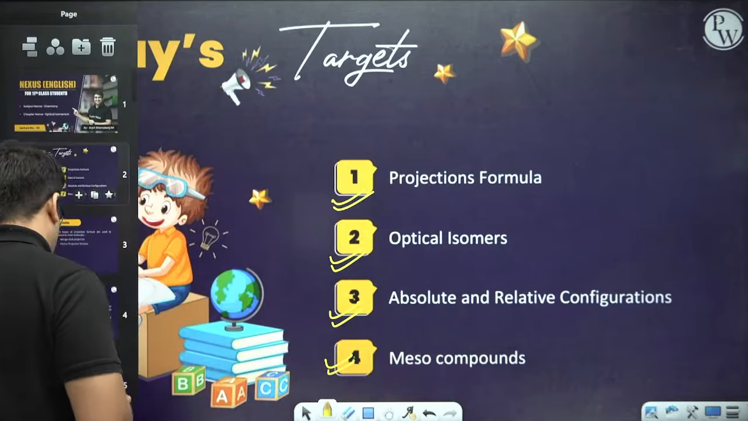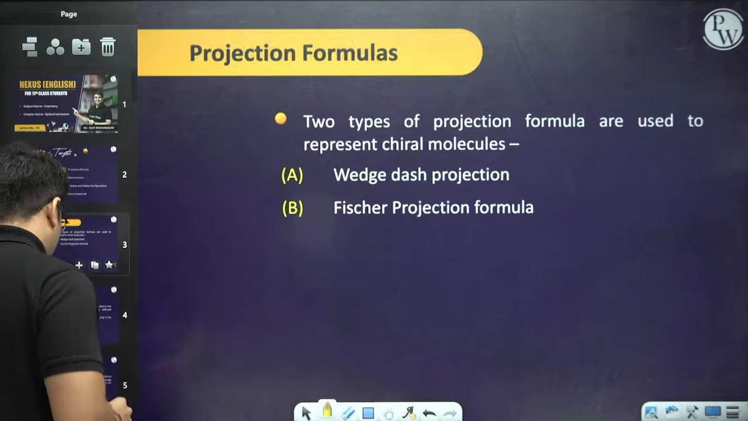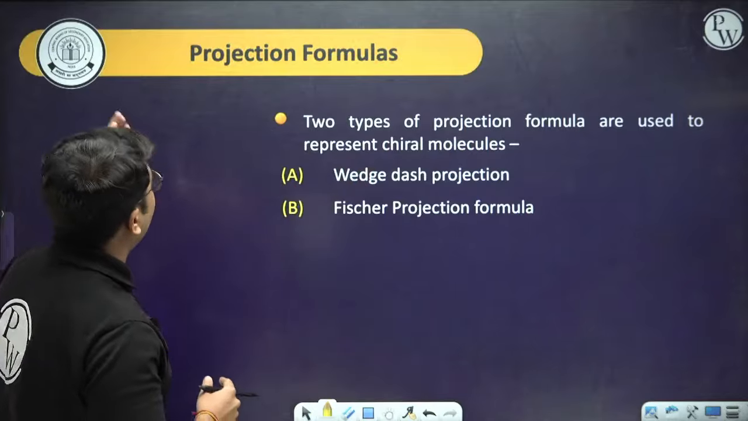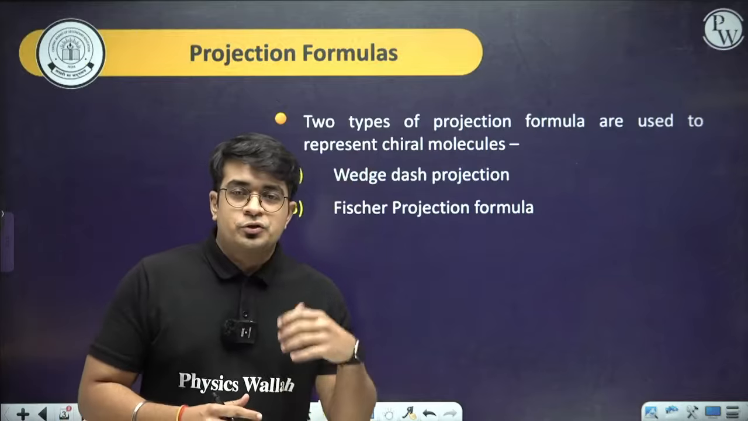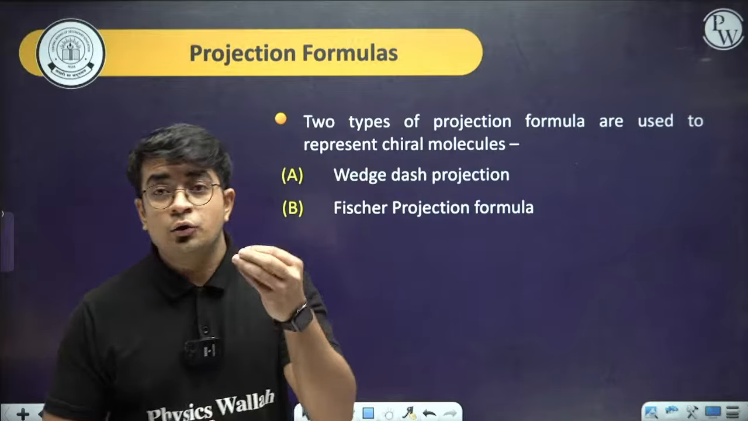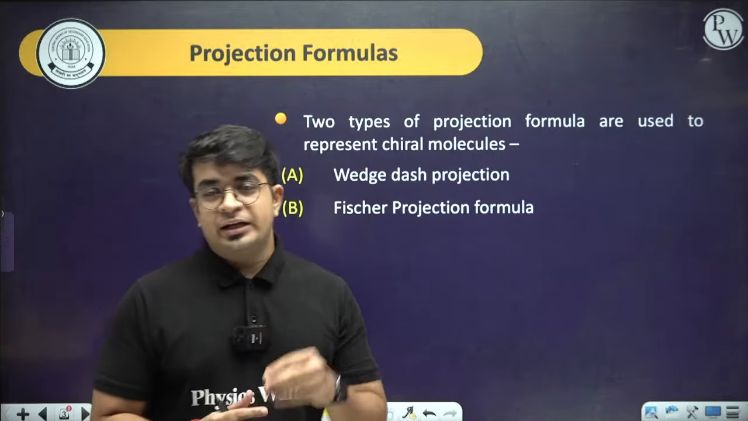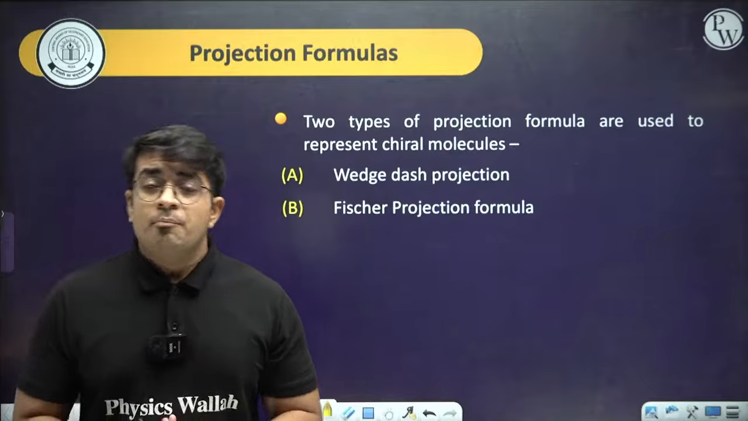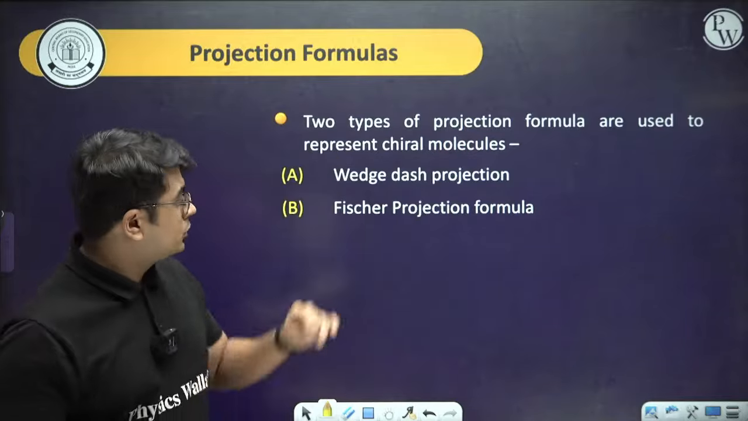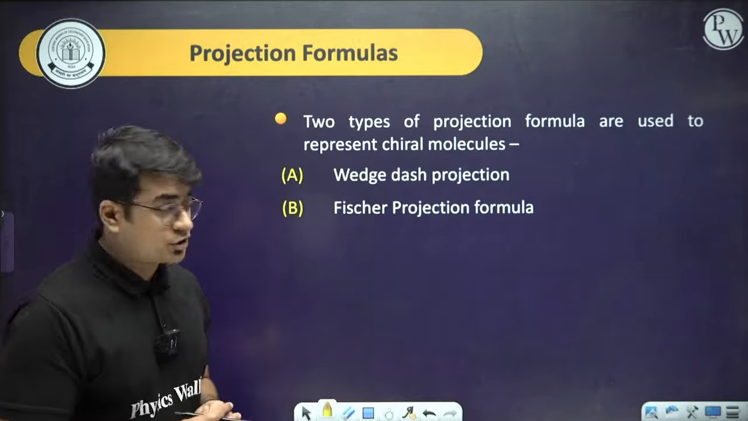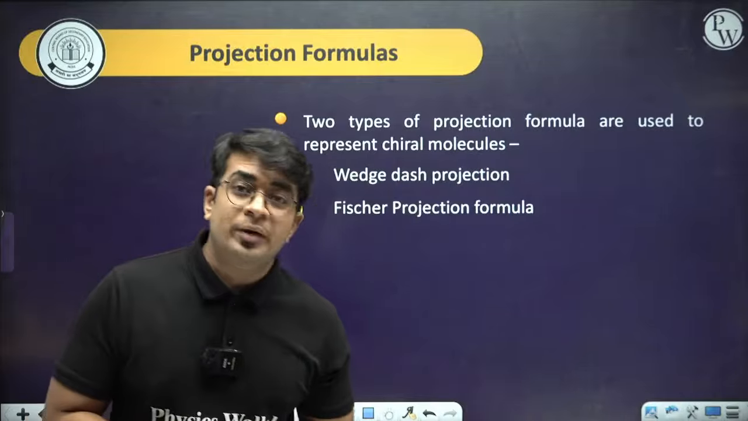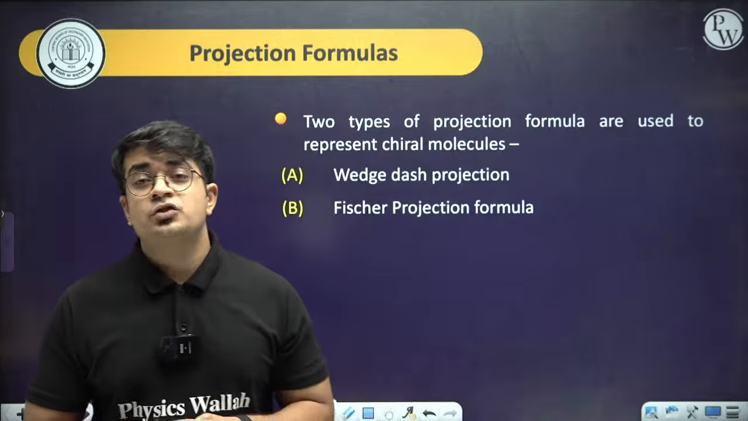Now it's time to discuss the projection formulas. Projection formulas are basically how you write down the organic compound. In questions, you may find different types of projections. Mainly there are four types: the first one is the wedge-dash projection, next is the Fischer projection, next is Newman's projection, and the last one is the Sawhorse projection.